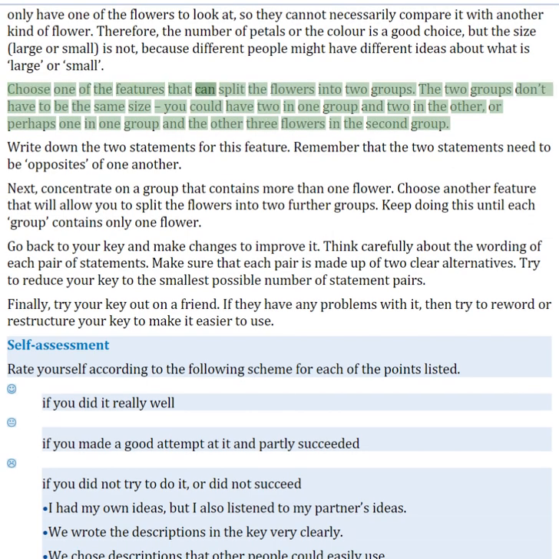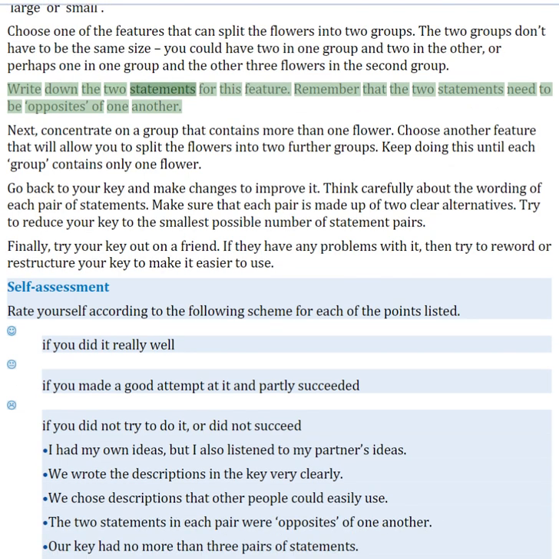Choose one of the features that can split the flowers into 2 groups. The 2 groups don't have to be the same size. You could have 2 in one group and 2 in the other, or perhaps 1 in one group and the other 3 flowers in the second group. Write down the 2 statements for this feature. Remember that the 2 statements need to be opposites of one another.